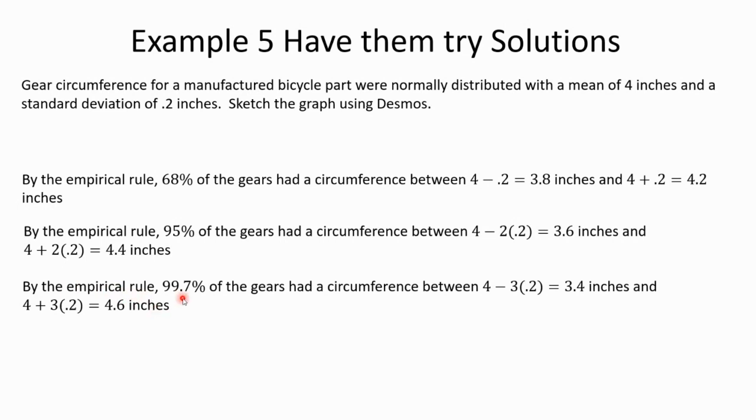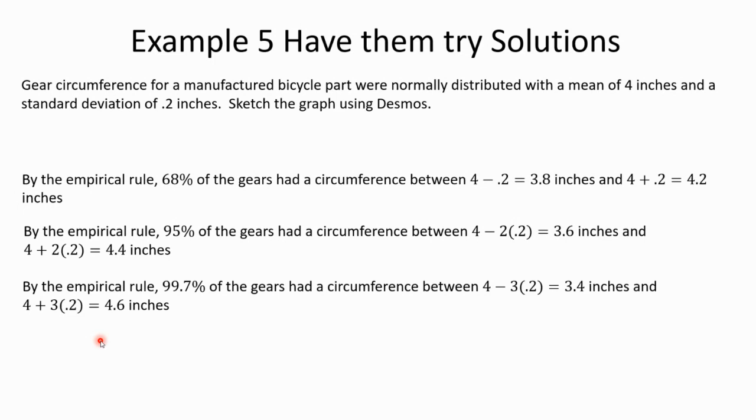Here we have 99.7% of the parts having gear circumference between 4 minus 3 times 0.2, which is 3.4 inches, and 4 plus 3 times 0.2, which is 4.6 inches. I think the sentence I wrote might not be 100% correct, but hopefully everyone gets the right idea. When I post the notes, I'll fix it. Again, the idea is the empirical rule. You're subtracting 3 times the standard deviation from the mean, and adding 3 times the standard deviation. That's all we're doing.